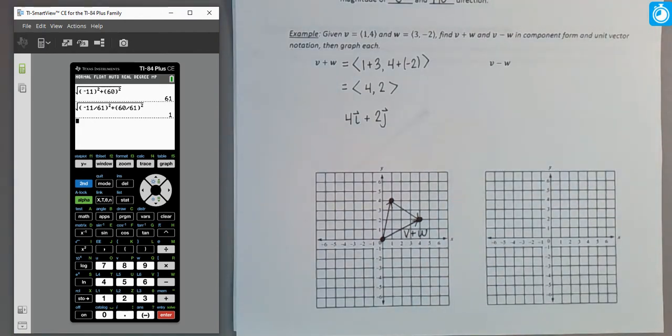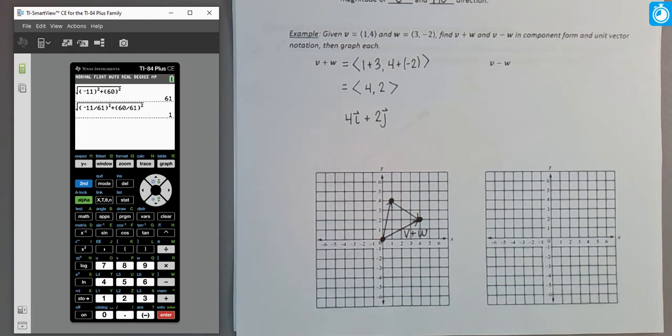Now again, that's assuming we graphed in standard position. If we had a new initial point for v, we would essentially have what looks like the same shape. It looks like we drew a triangle, because essentially we did. We would just have that triangle translated to somewhere else in the coordinate plane.